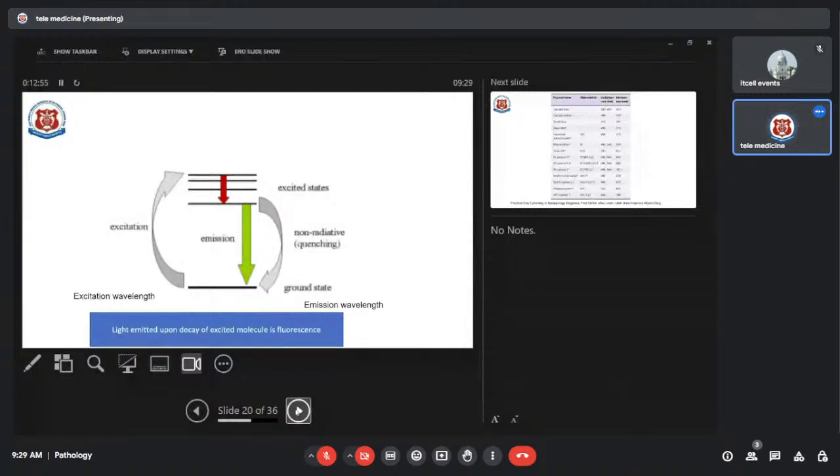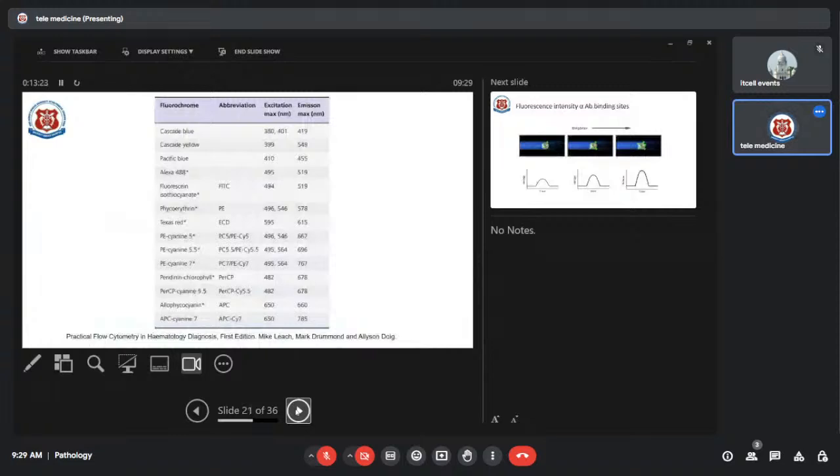And this shows any light falling on the fluorochrome will excite the electrons inside it. This is called the excitation, and once the electrons get excited, they will emit the waves or emit the energy level. This is called the emission wavelength. So light emitted upon decay of the excited molecule is called the fluorescence.